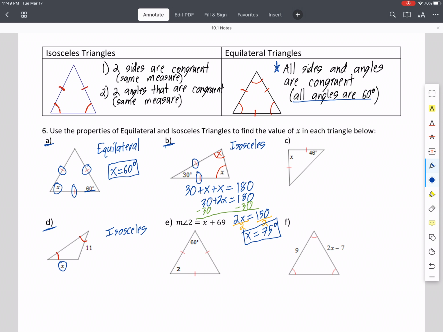And in the isosceles triangle, the two congruent angles each face the sides that are congruent. Because if we remember our side-angle conjecture, the measure of the angle tells us which side is bigger. So if this angle right here is the same as this angle, that means that this side must be the same as this side. So we know that x on this one would be equal to 11.